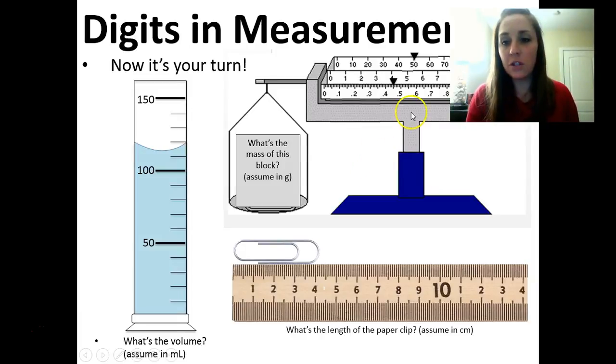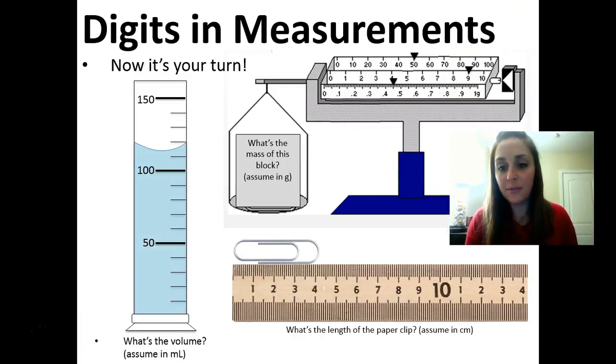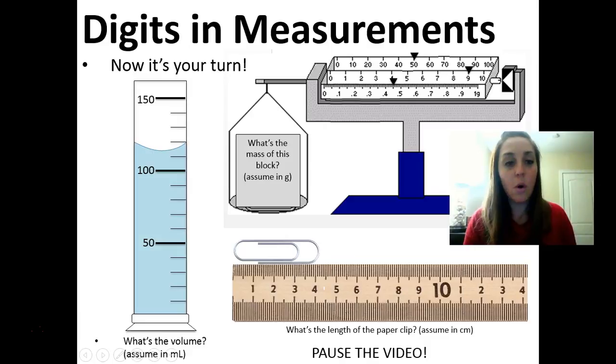All right, so now it's your turn. You've got 3 different things you're measuring here. So I'm going to give you some instructions and then I want you to pause the video and answer these on your own. So you've got this graduated cylinder. You have to figure out the volume. So where does this land?